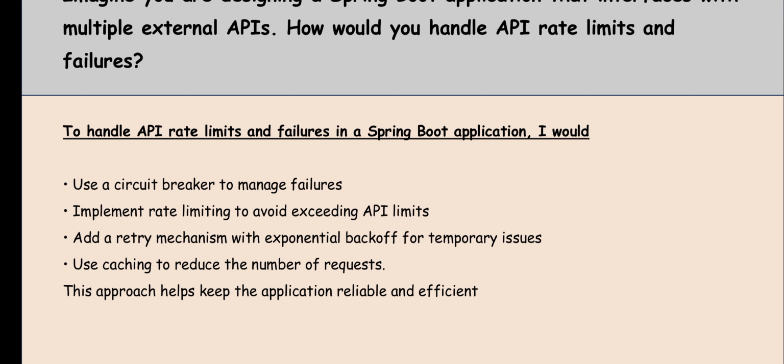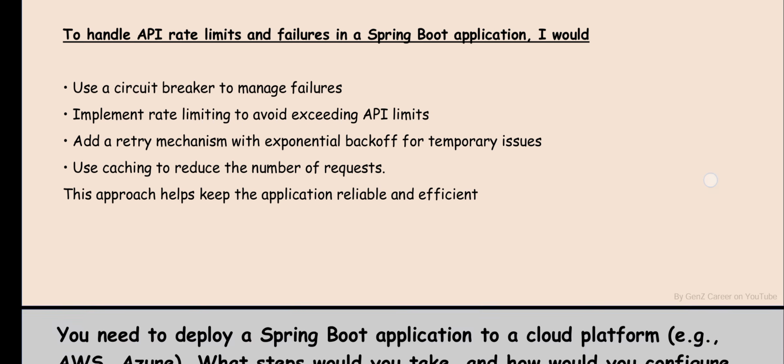To handle API rate limits and failures in a Spring Boot application, I would use a circuit breaker to manage the failures. Next, I would implement rate limiting to avoid exceeding API limits. Add a retry mechanism with exponential backoff for temporary issues. Use caching to reduce the number of requests. This approach helps to keep the application reliable and efficient.